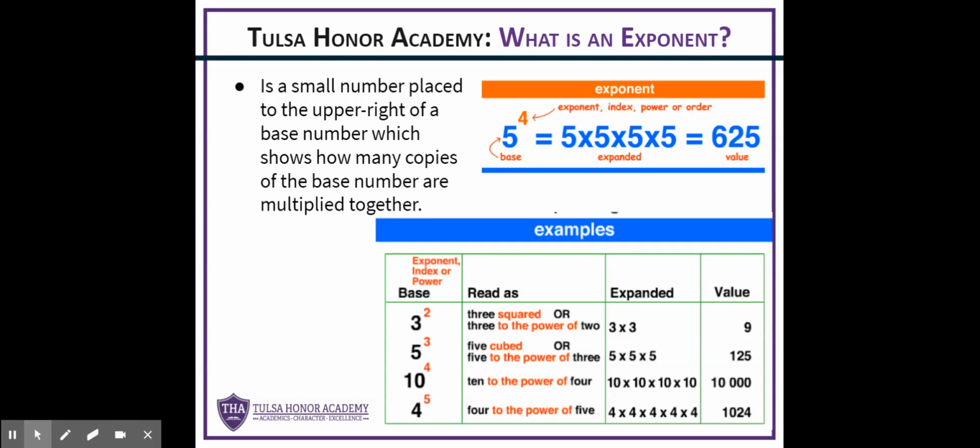Hi, so if you're watching this, today is January 21st, and this is the instructional video for the day. So don't forget, we're learning about exponents and the order of operations.